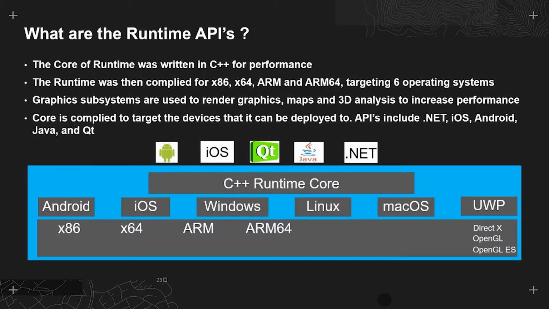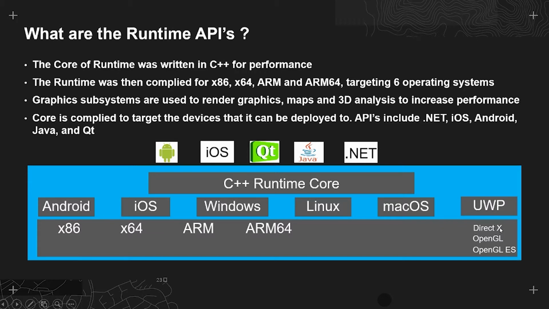So what are the runtime APIs? The core of runtime was written in C++ for performance. Most of the methods within the core are written asynchronously. The runtime was then compiled for x86, x64, ARM, and ARM64, targeting 6 operating systems: Android, iOS, Windows, Linux, macOS, and the Universal Windows platform.